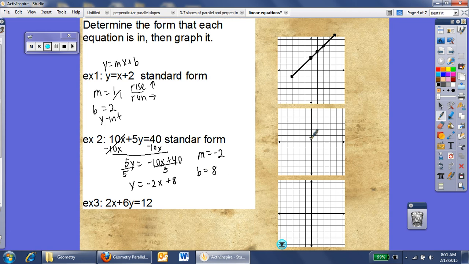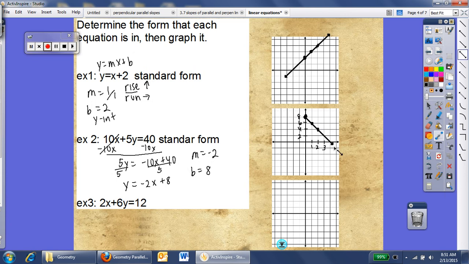Graphing this, I'm going to go by 2's here. So we have 2, 4, 6, 8. So I'm going to start at 8. And my slope is negative 2, so I'm going down 2 and over 1. My x-axis, I'll go by 1's. So down 2 and over 1, down 2 and over 1. Go ahead and connect your points so that you have your line.